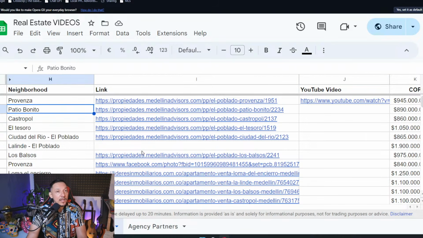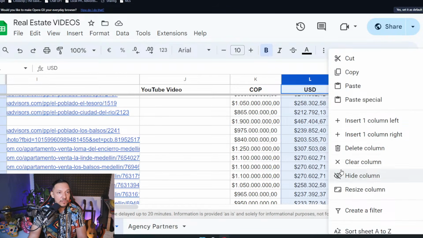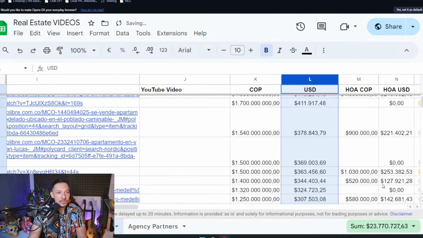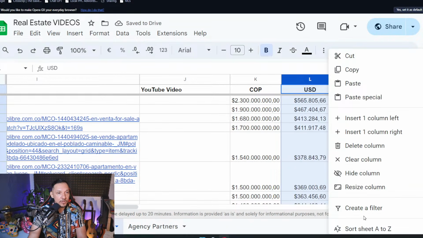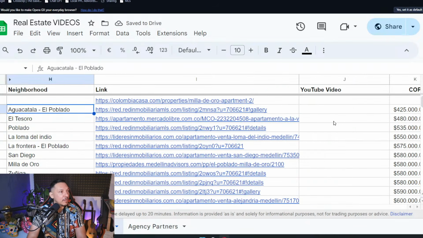For example, let's look at the U.S. dollars. I'm going to order this from, I guess, the cheapest that I've found. Whoops, that was the more expensive. Okay, so from the cheapest, this one's $0. No, I'm not done with that one though.